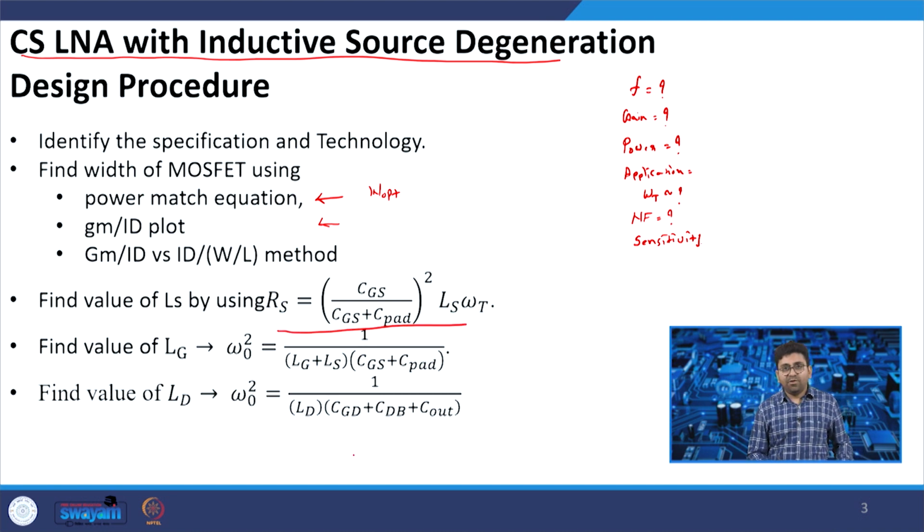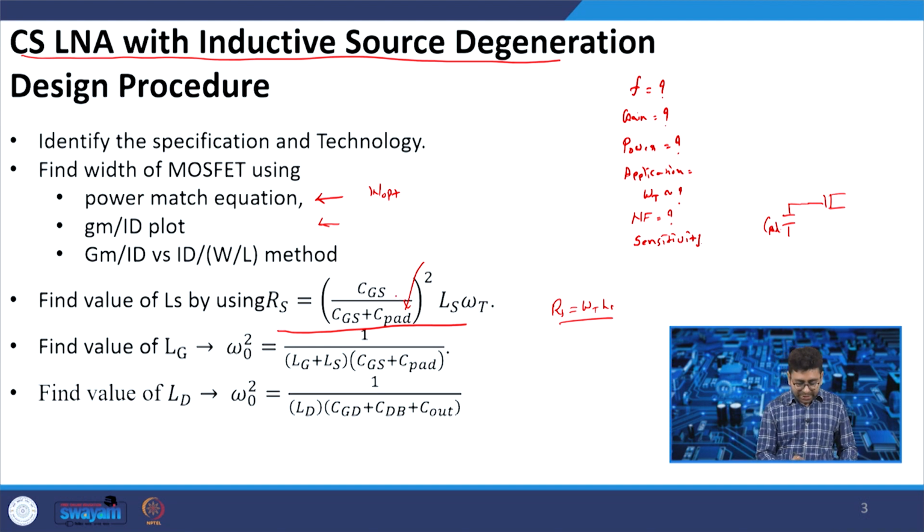Now, here we have also considered the pad capacitance, because whenever we design a circuit on chip we need to consider the pad. So, if your gate is connected to any pad, it has a certain pad capacitance, given by C pad, and that should be considered while finding out the value of Rs. If you do not consider this, then we can directly write Rs equal to omega t Ls, but it is important to consider the pad capacitance.